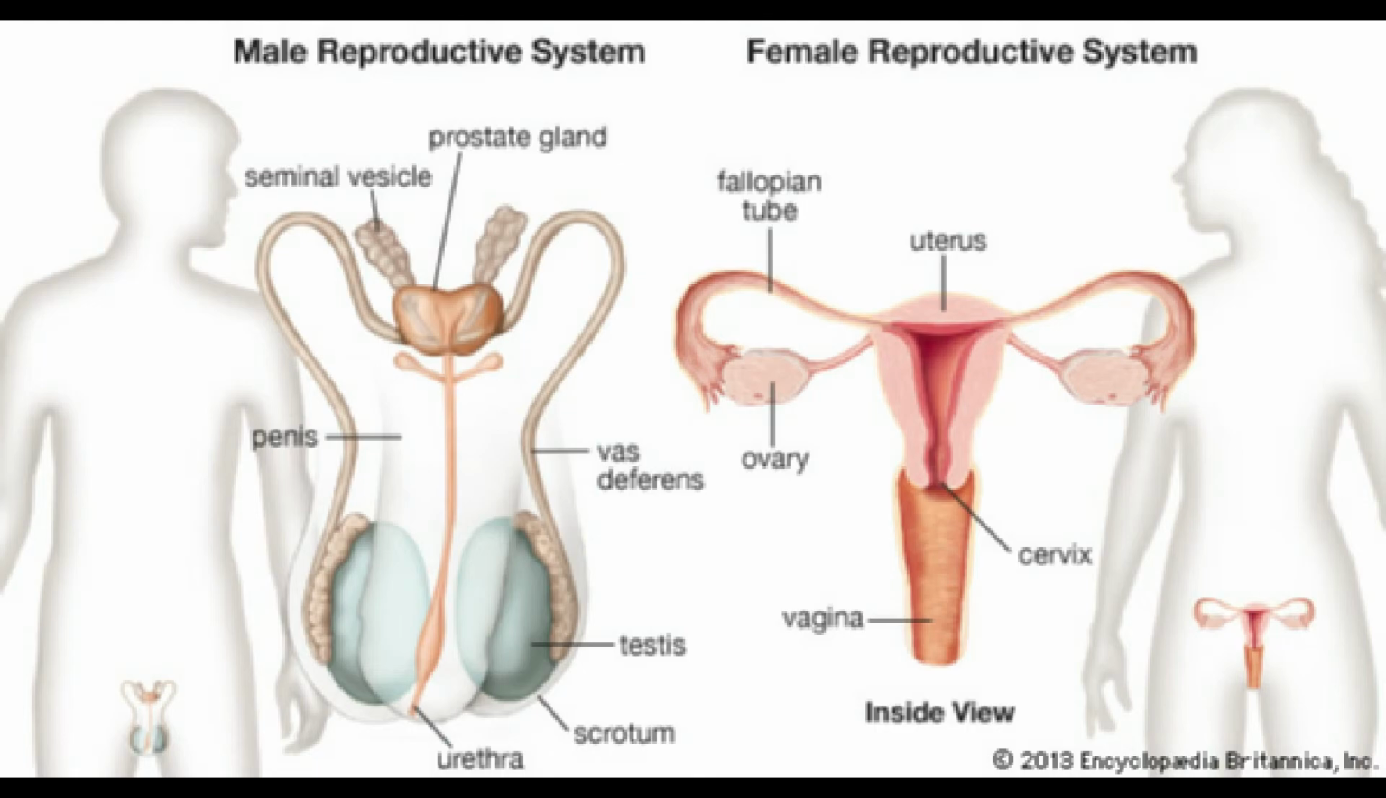Reproductive system. The reproductive system, both female and male, combined with the endocrine system, is responsible for producing the gametes or sex cells that will give rise to a new being.